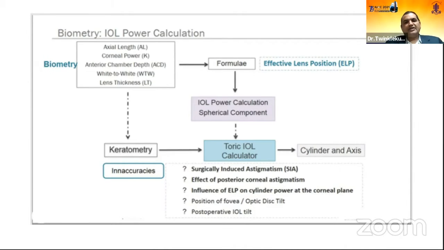The influence of effective lens position on the cylindrical power at the corneal plane. The IOL effective lens position has a significant effect on the cylindrical power at the corneal plane. We are now understanding this better through better tomography of the lenses and the position of the fovea and optic disc tilt.